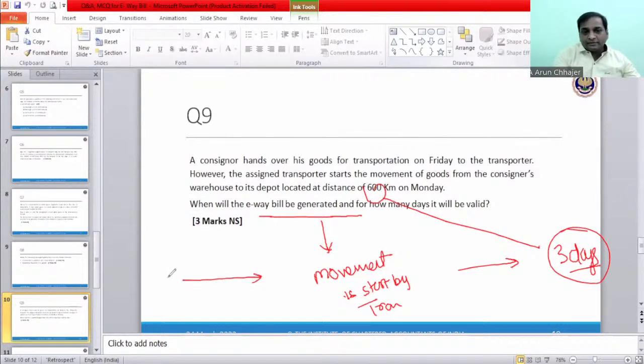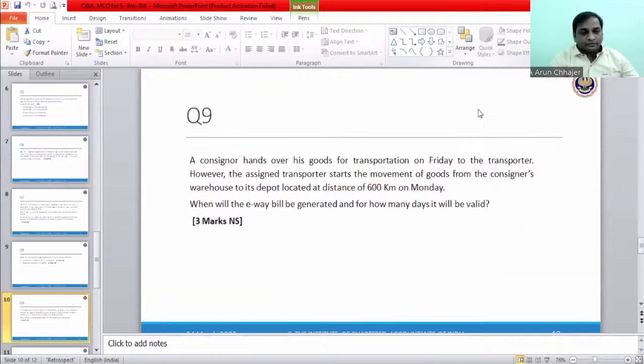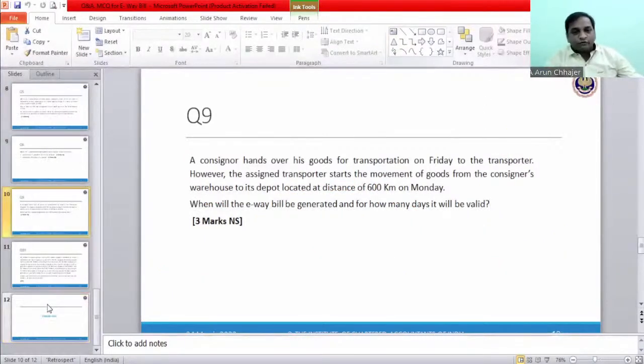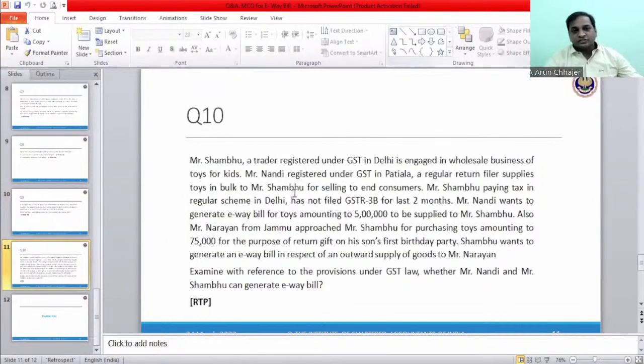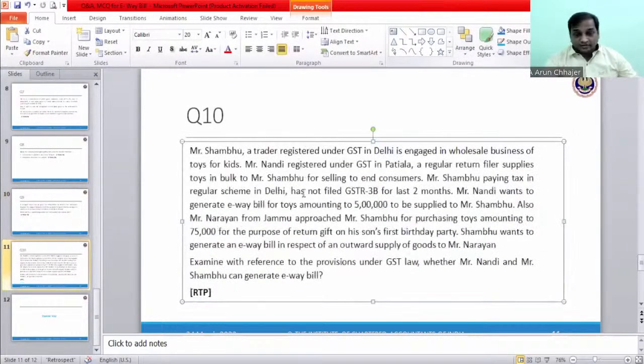So goods can be moved to the transporter on the basis of Part A. Part B can be updated later on when he is finally moving the goods, and validity would be 3 days. The last question of my slide.